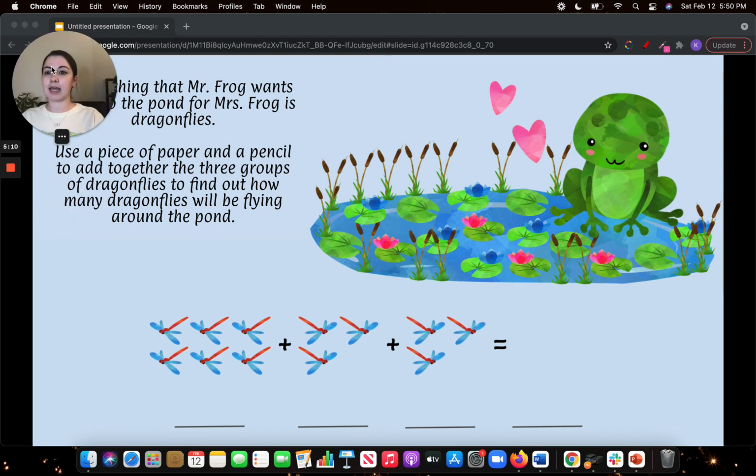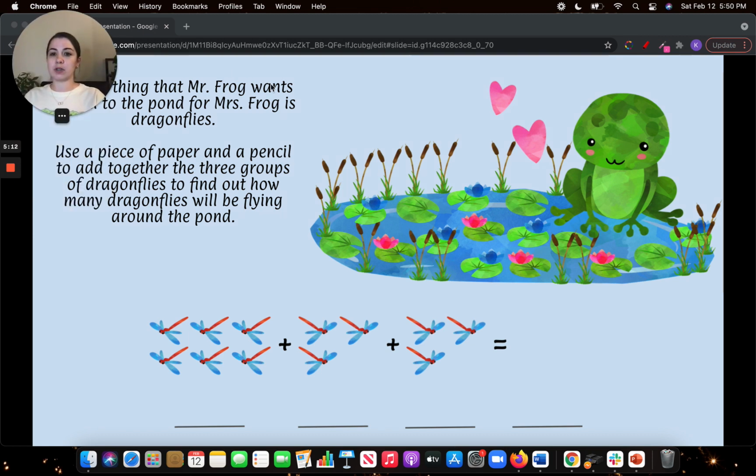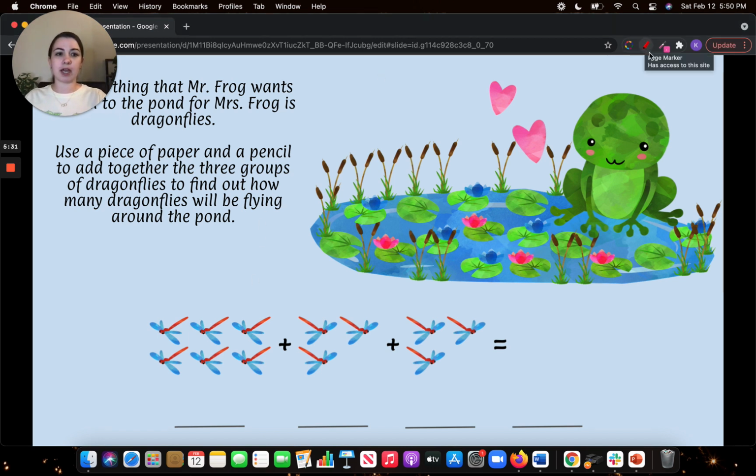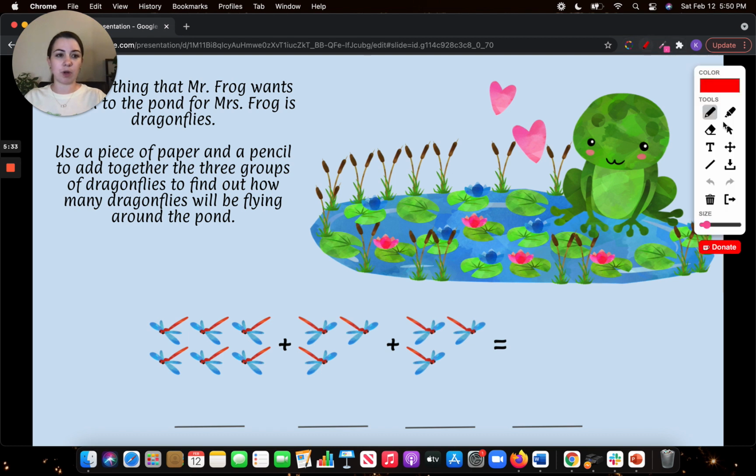The last thing that Mr. Frog wants to add to the pond for Mrs. Frog is dragonflies. Use a piece of paper and a pencil to add together the 3 groups of dragonflies to find out how many dragonflies will be around the pond. All right, just like on the other slides, we're going to go ahead and do this one more time.